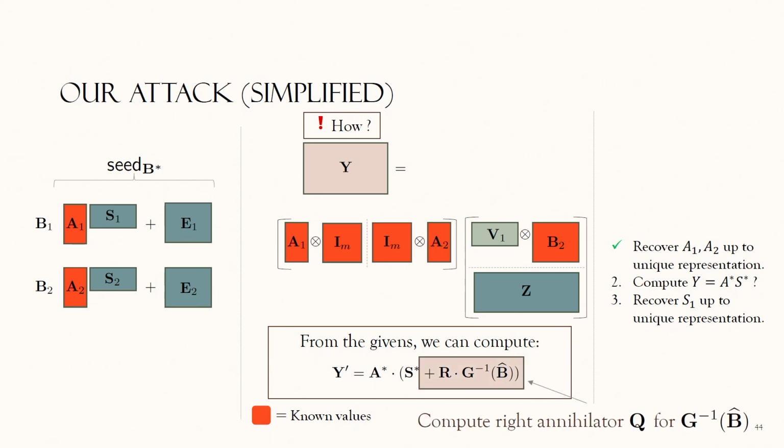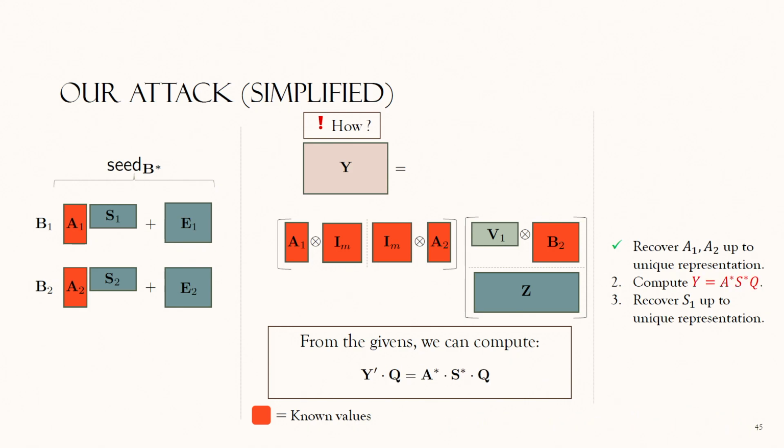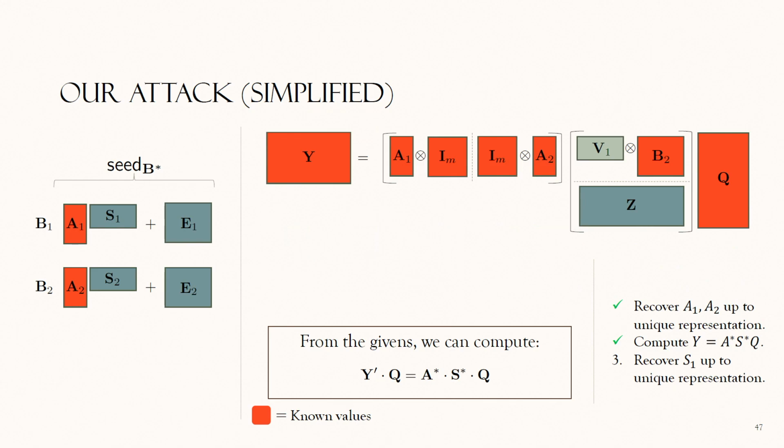And you know B hat. So since you know G inverse and you know B hat, you can actually compute a right annihilator Q for G inverse B hat. The shape of these matrices work out. Multiply by Q on both sides, and you get something of the form Y equals A star S star times Q, where you know Y and you know Q. And you know A star. Great. And finally, how do we recover S1 from this?